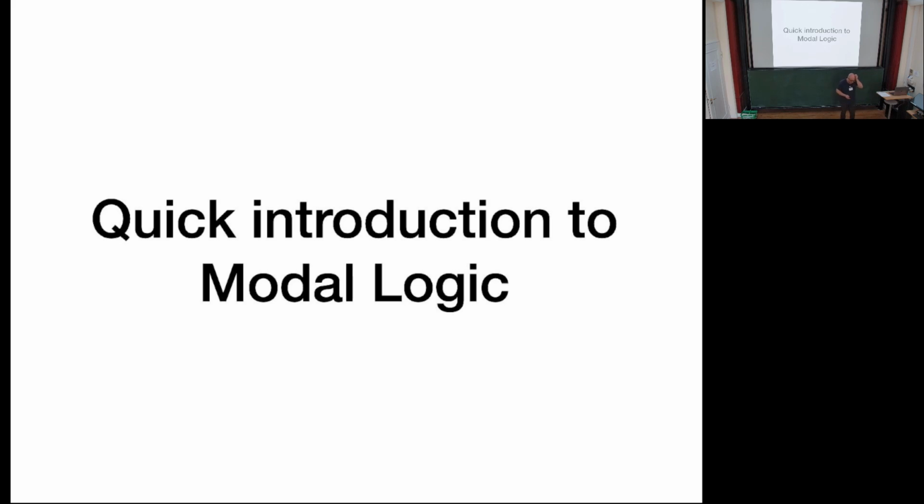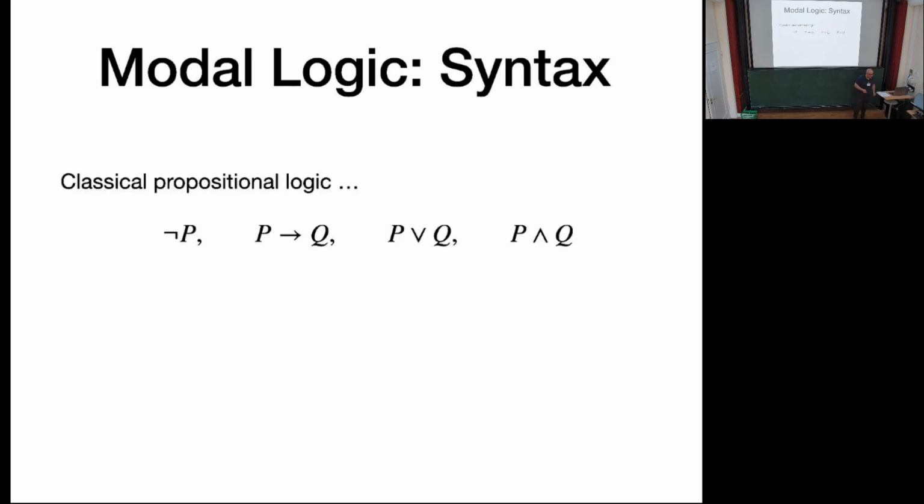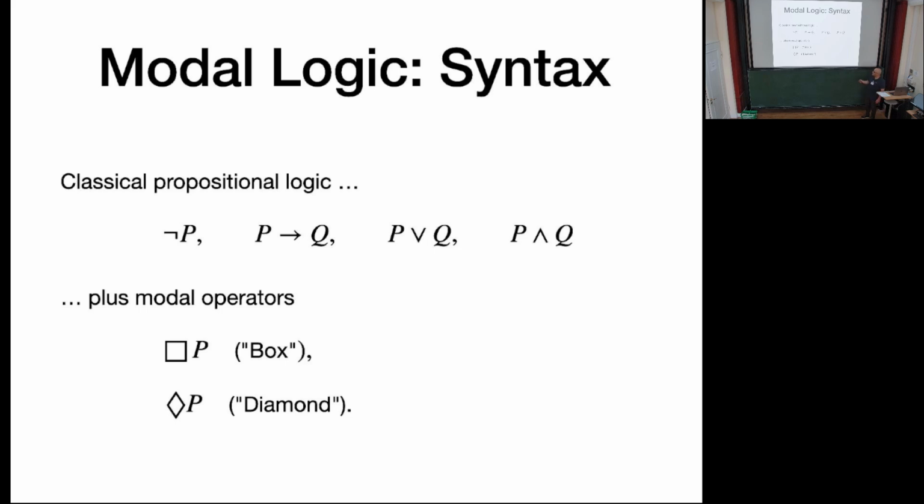Let me try to give a very quick intuition of what modal logic is, just to have an idea. Let's start with the syntax. The formulas in modal logic are formulas of propositional logic, with the classical connectives like negation, implication, disjunction, and conjunction, and two new operators called modal operators, which are box and diamond. So for any formula P, you can consider box P and diamond P.